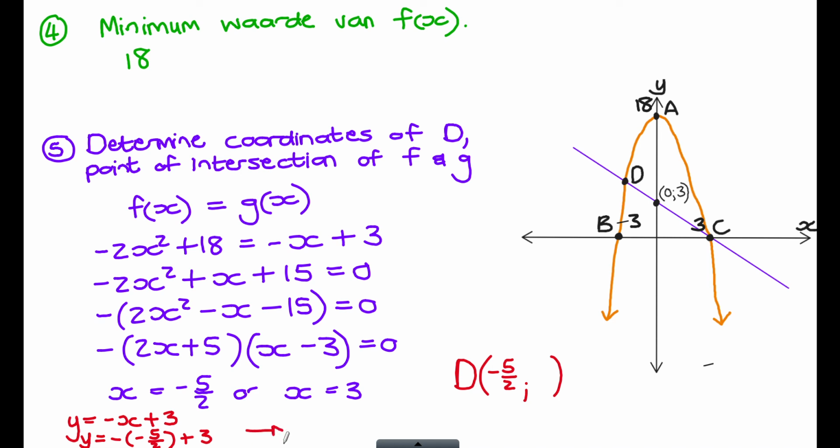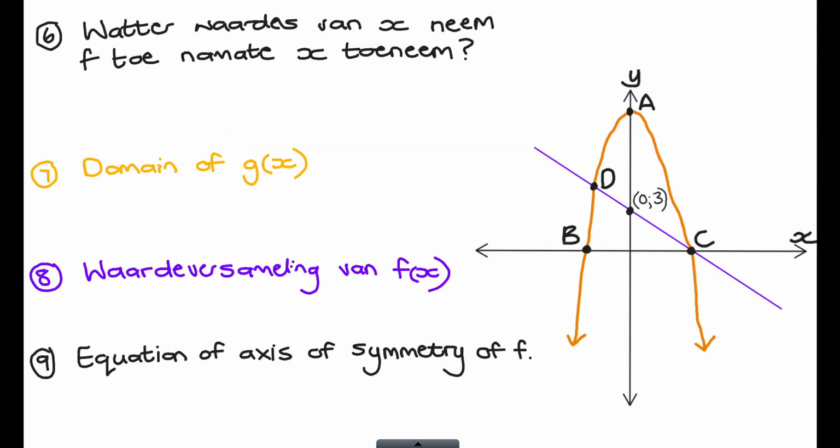Sorry. So y is gelyk aan 5 op 2 plus 3 gee dan vir my 11 op 2. So that will be your answer. Okay. Goed. Nog net gou hierdie driekies.